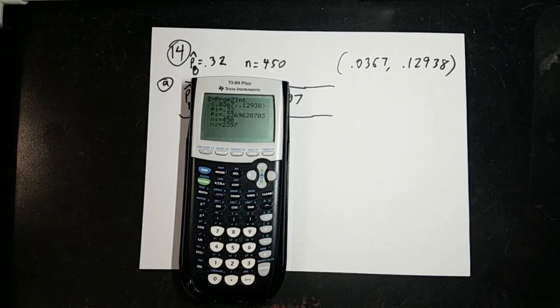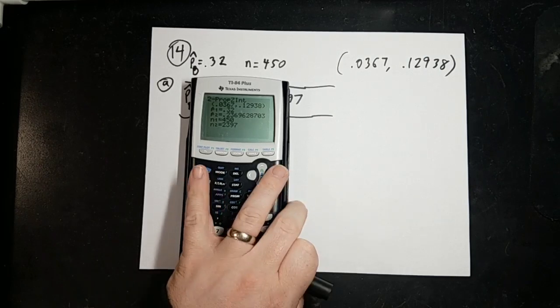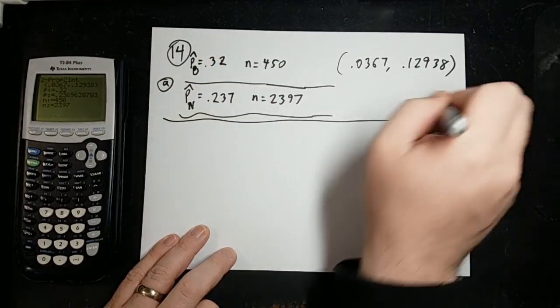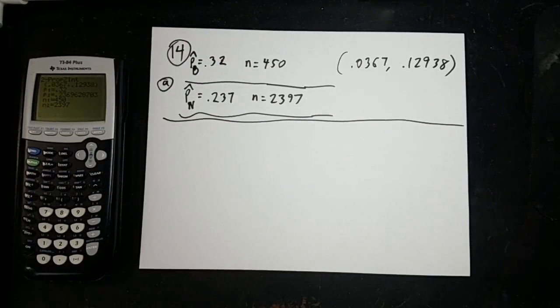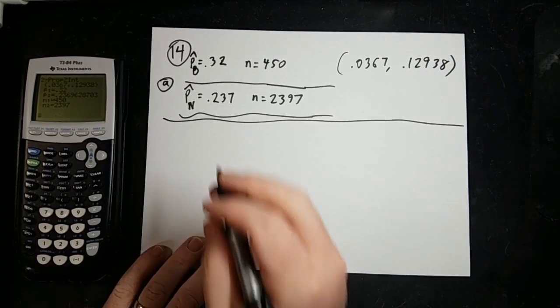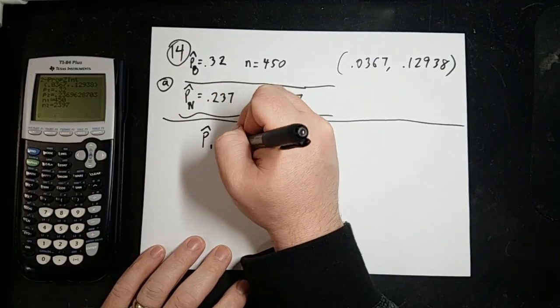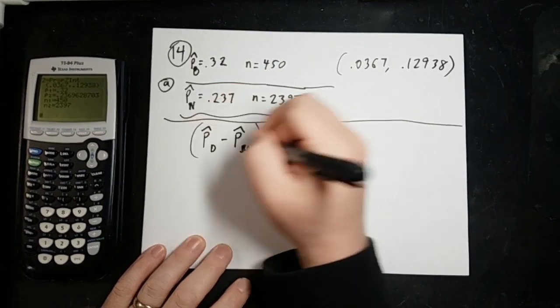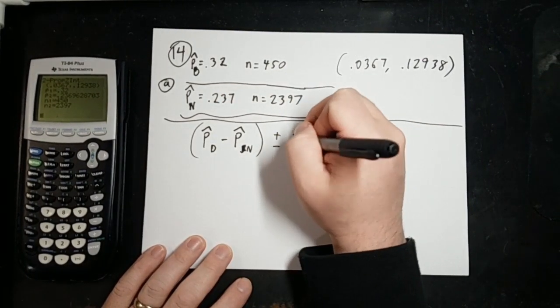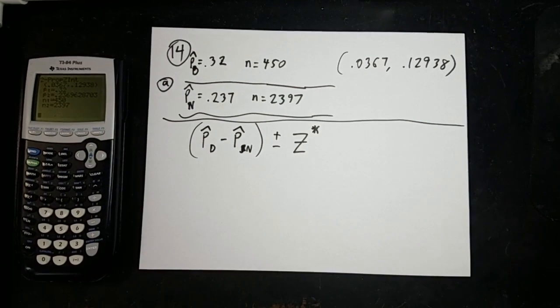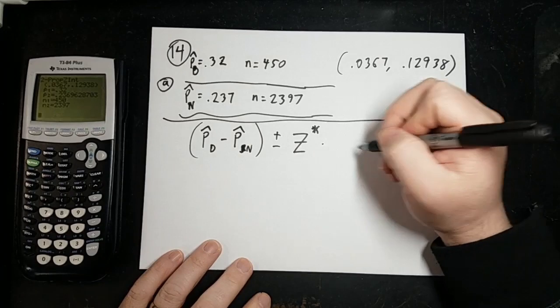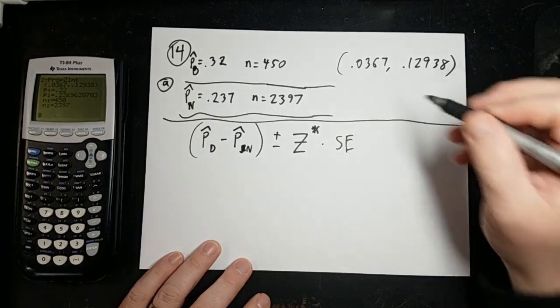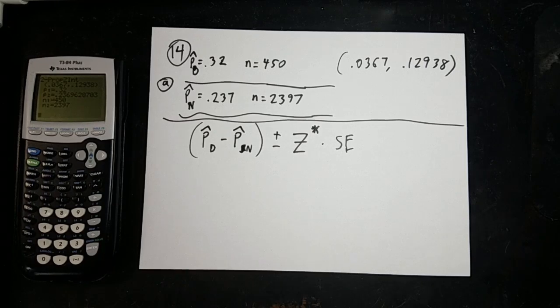And then B and C would be interpreting the results of that confidence interval, which we'll deal with in a little bit. First, I want to show you how you can either calculate that by hand, or you can use the Matt Bognar website. Now, to calculate it by hand, the difference in the proportions, D and N here, plus or minus, because you're dealing with proportions, a Z star, times the standard error, which we'll have to calculate in a moment.